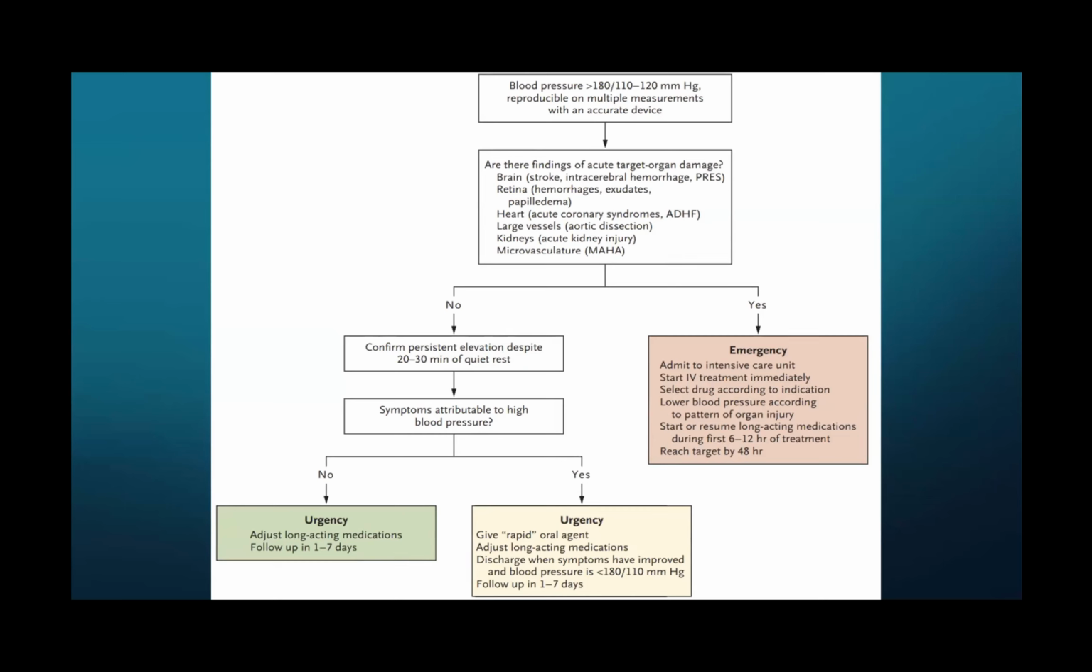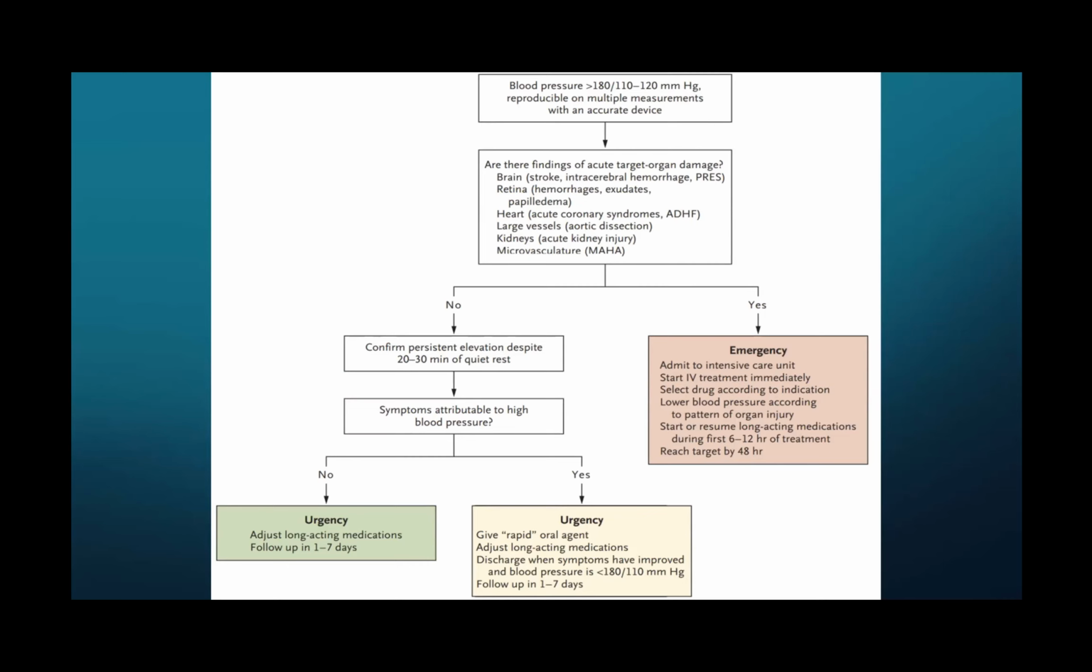Any cardiac manifestations like acute coronary syndromes, acute decompensated heart failure, a dissection, acute kidney injury, or any abnormalities in the microvasculature, including microangiopathic hemolytic anemia, these patients need to go to a critical care unit. They cannot be managed on the floors. So knowing that is very important because that's going to determine where you send the patient. So if any of these findings are present, then you know that the patient goes to the ICU, and we'll talk about the management for that in a bit. If these findings are not present, you want to again confirm whether this blood pressure is still persistently elevated.